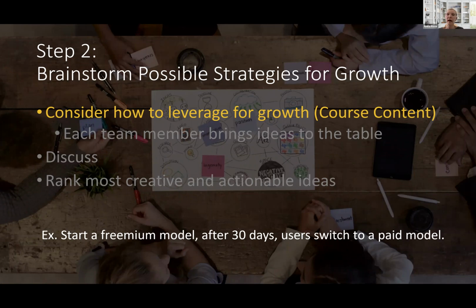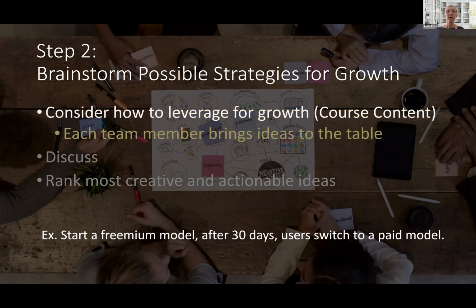Research indicates that if you have a team of people working on a project, and certainly something like a growth experiment, that each person comes to the table with their own ideas of how to grow or how to offer a growth experiment.